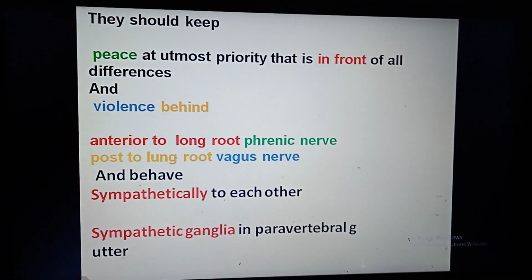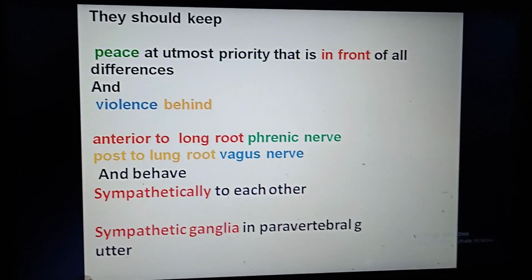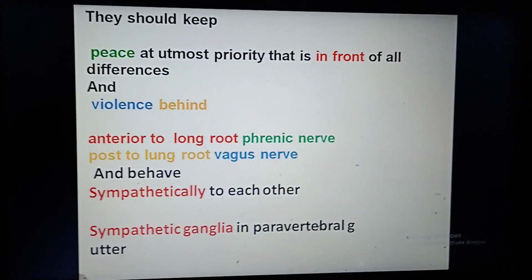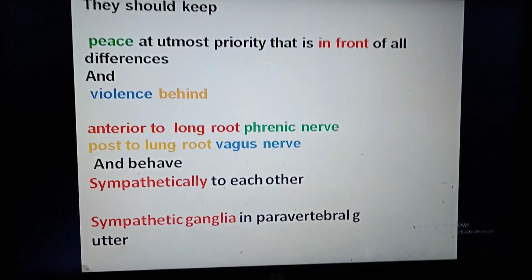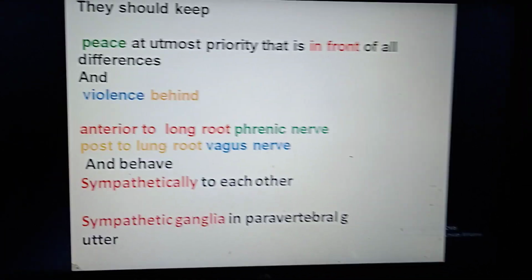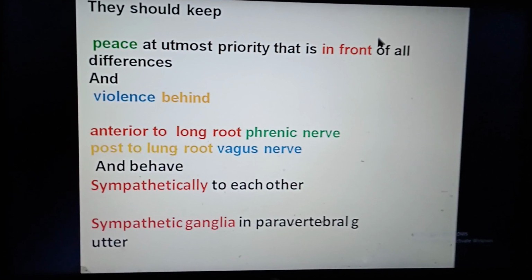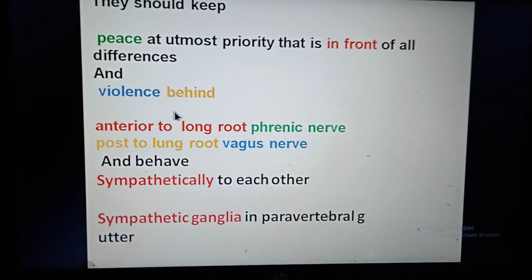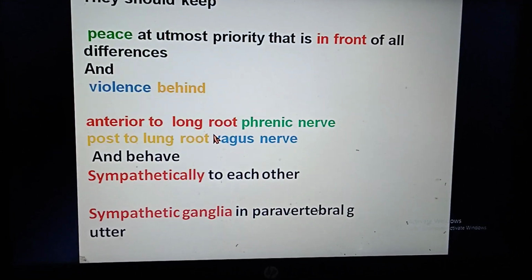In family, they should keep peace at utmost priority, that is in front of all differences, peace should be in front and violence behind. So this is concerned with both lungs. Anterior to lung root is the phrenic nerve, P for peace and P for phrenic nerve. In front, that is anterior to lung root. And violence behind, that is vagus nerve, posterior to lung root.